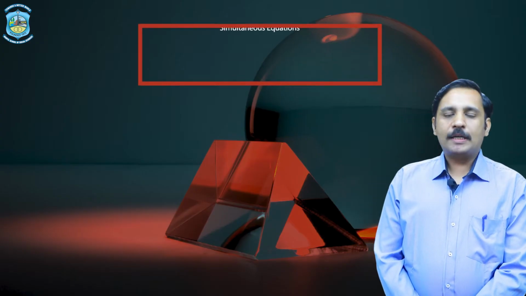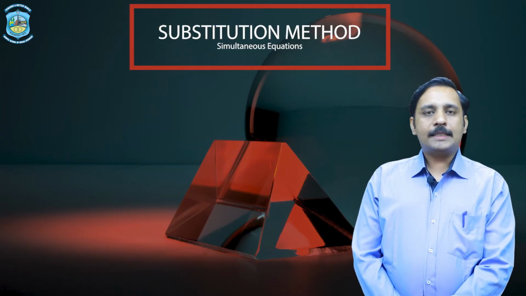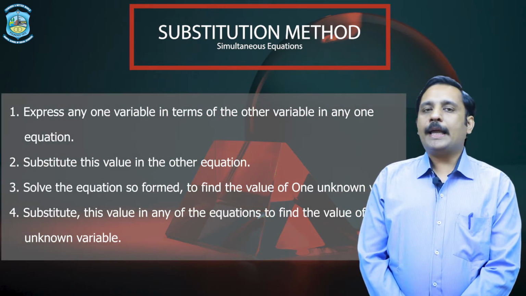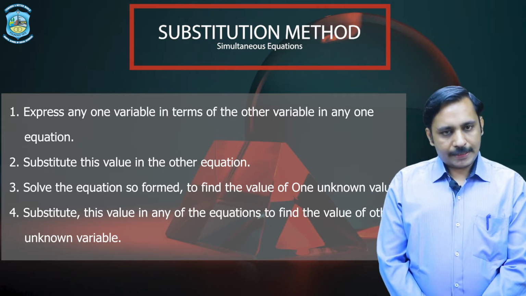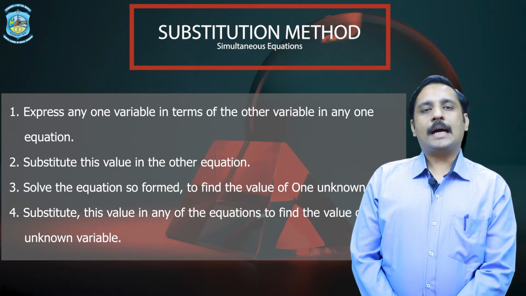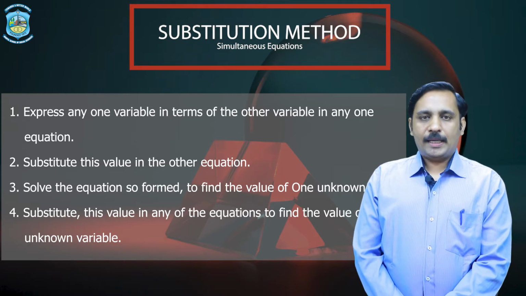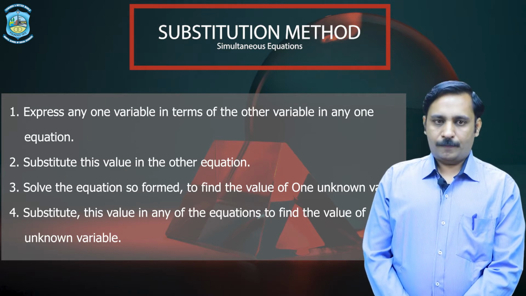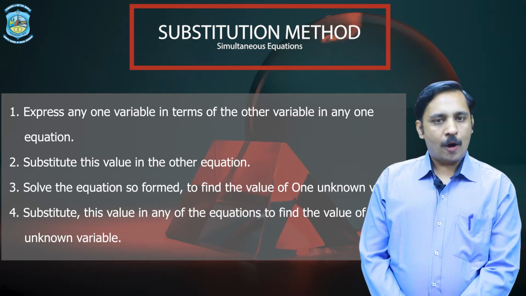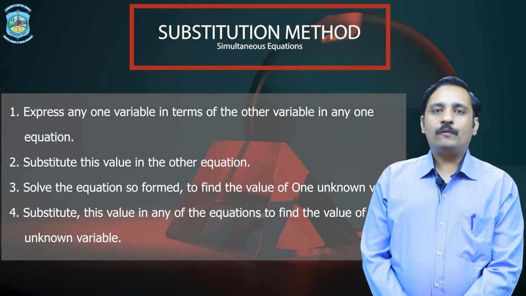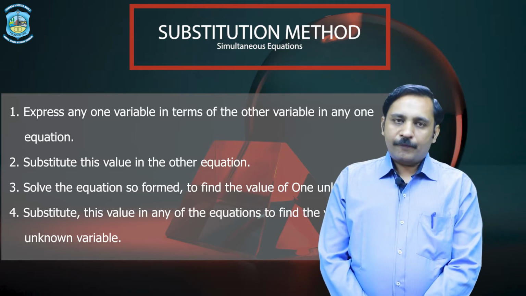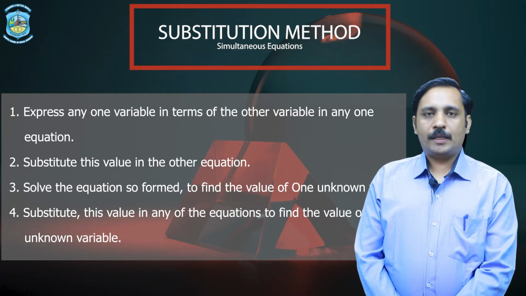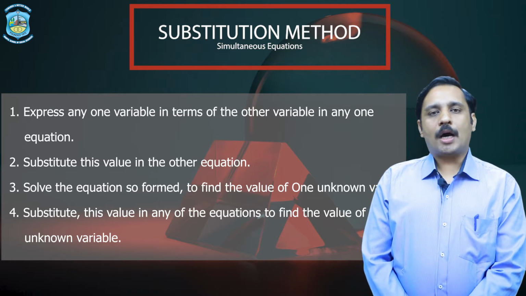The second method is called the substitution method. In this method we express any one variable in terms of the other variable in any of the given equations. Next we substitute this value in the other equation. That means first we take the value of one variable in terms of the other and we substitute this value in the other equation. After solving the equation so formed, we find the value of one unknown variable. Once I get the value of this unknown variable, I can substitute it in any of the equations to find the value of the other unknown variable.